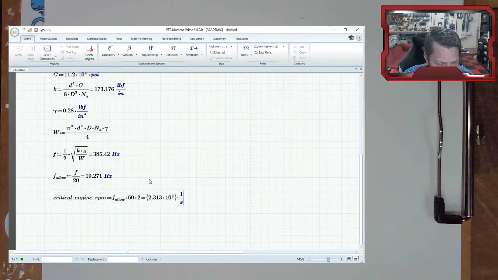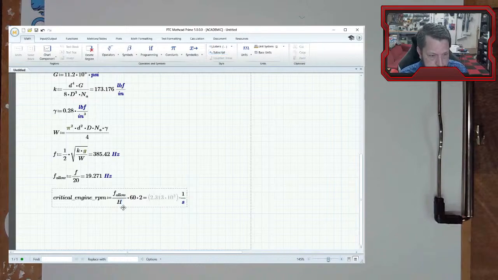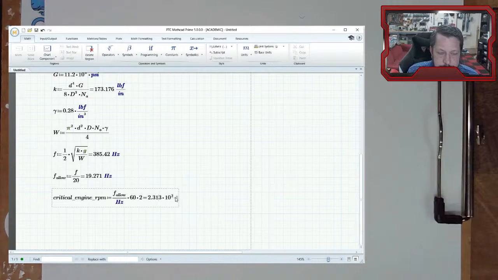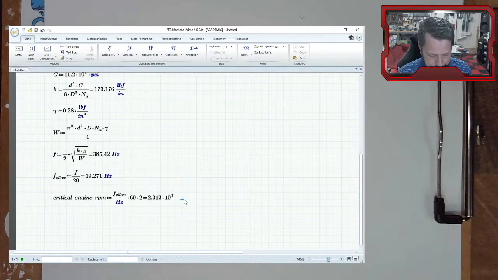My units may not work out here. It's still in hertz there. Let's just divide the hertz out. And there we go. 2,300, and this would be RPMs. I guess I could put the 60 as seconds per minute and make it figure out revolutions per minute. This is just simpler for me. So these are RPM.